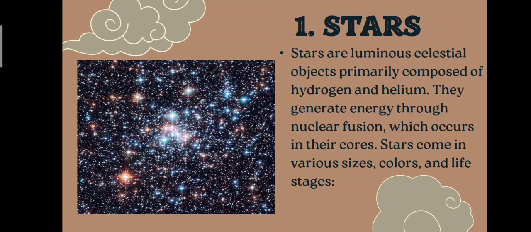We have the red dwarf stars, and these stars are relatively small and cold. And then we have the blue giant stars, and these stars are hot and large. And then we have also the yellow stars. An example of this is the sun, and these are the mid-sized stars.